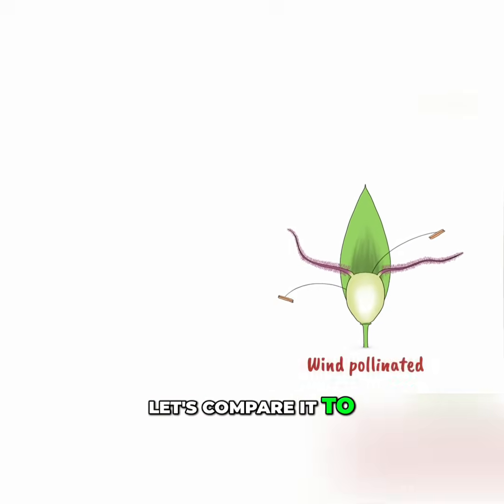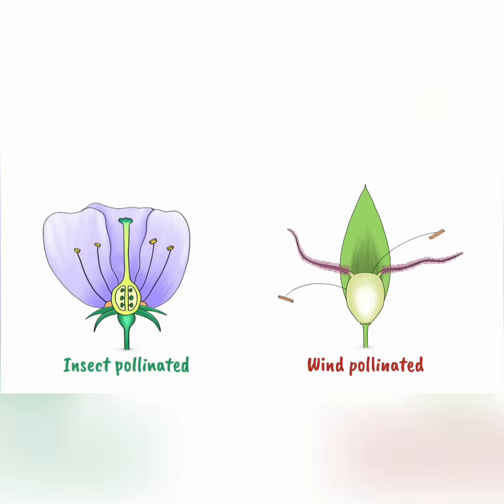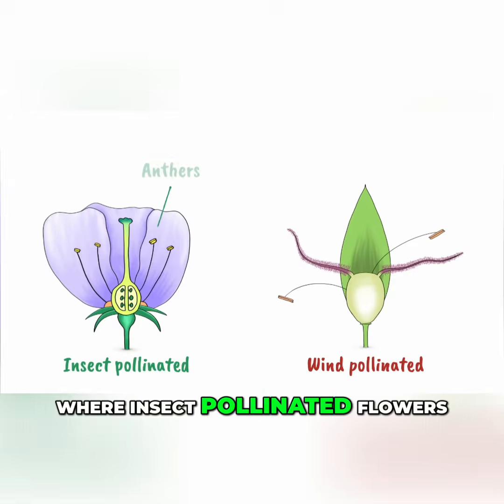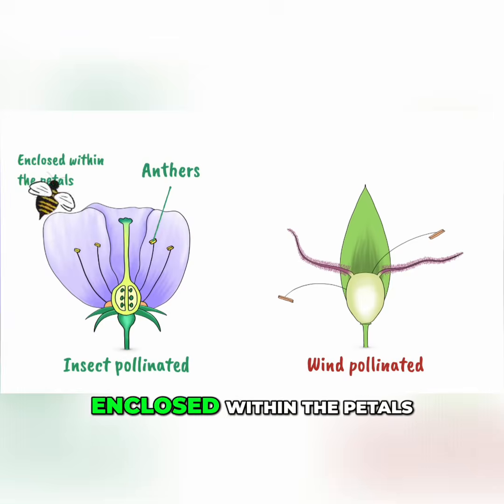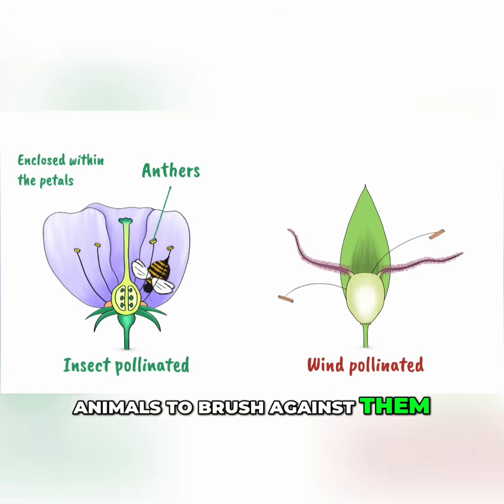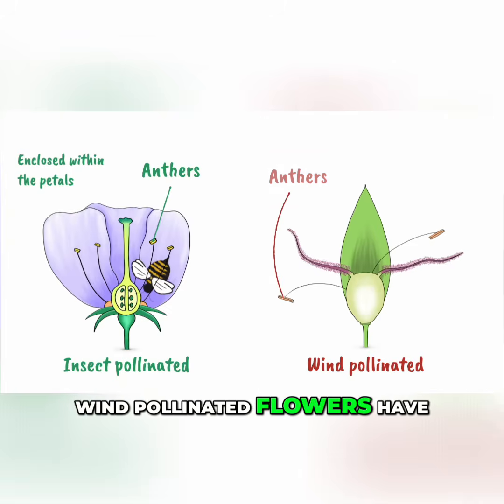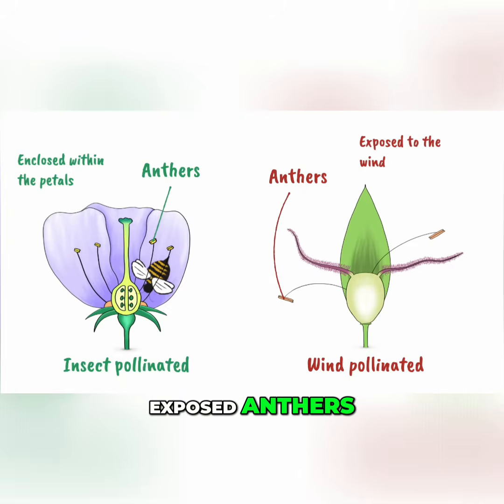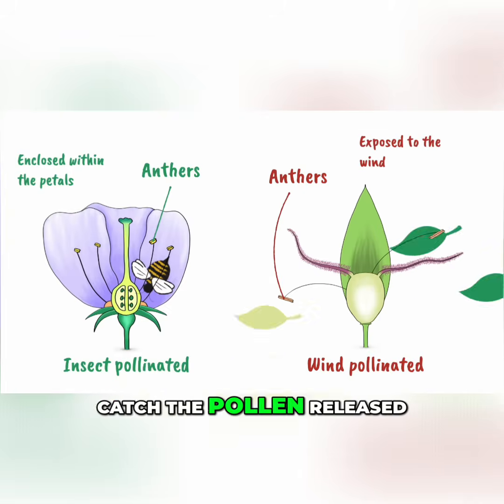Let's compare it to an insect-pollinated flower. Where insect-pollinated flowers tend to have anthers enclosed within the petals, encouraging insects and other animals to brush against them, wind-pollinated flowers have exposed anthers. This allows wind to catch the pollen released from them.